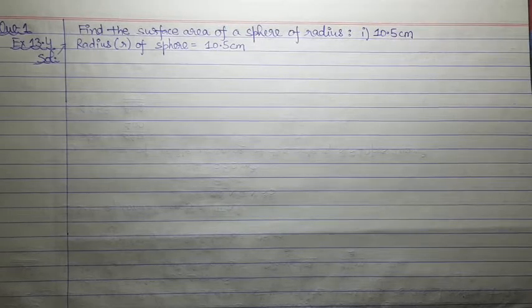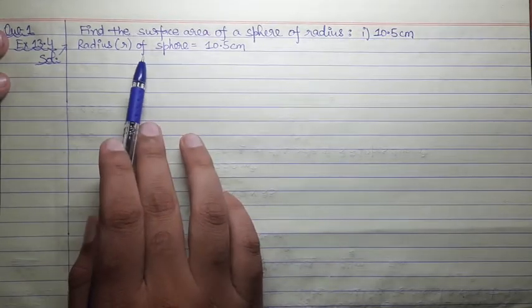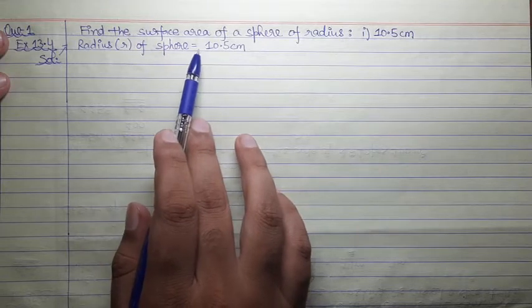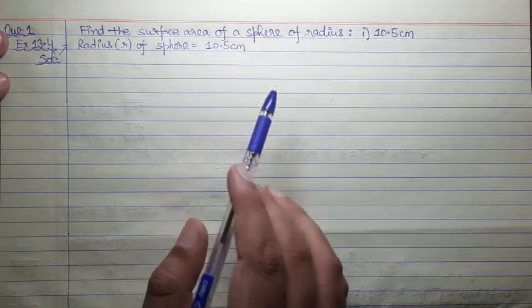Exercise 13.4, question number 1. Find the surface area of a sphere of radius 10.5 centimeter. Students, in this question, radius of sphere is 10.5 centimeter.